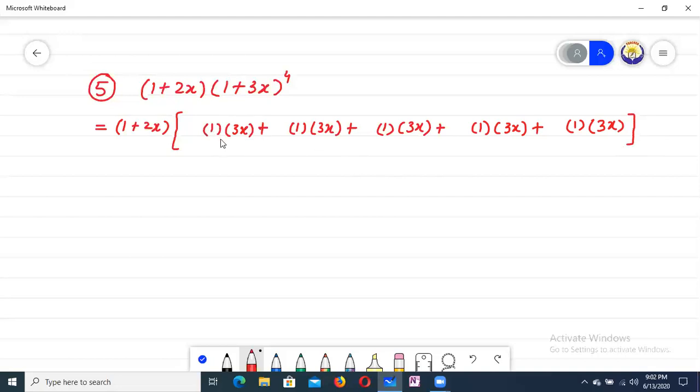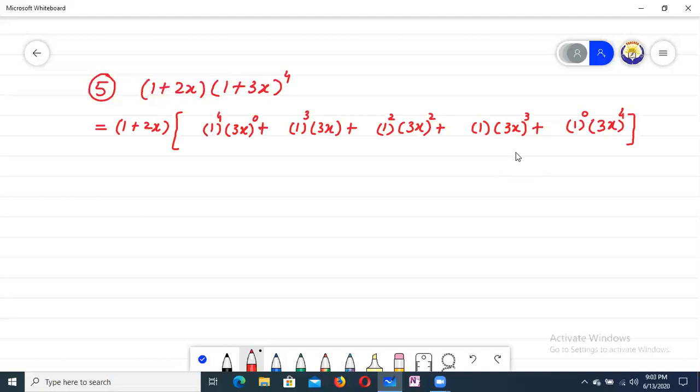Now the first is a and the second is b. Here the exponent of a will start from the index 4, so we'll start from 4 here: 4, 3, 2, 1 and 0. And here the power of b will start from 0: 0, 1, 2, 3 and 4.